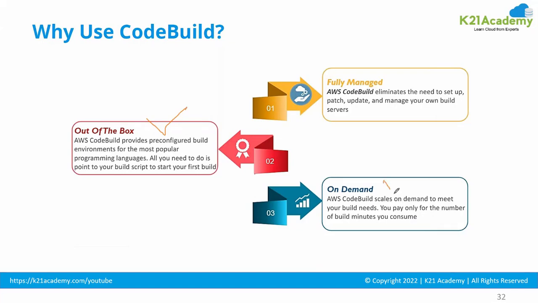And AWS CodeBuild scales on demand to meet your build needs, so you pay only for the number of build minutes you consume. Very important. So in a day, if I'm running my CodeBuild just for 10 minutes, I'll be only charged for 10 minutes, versus if I'm using Jenkins, even though I'm running a build for 10 minutes, my Jenkins server is running for 24 hours, so I will have to pay for 24 hours.